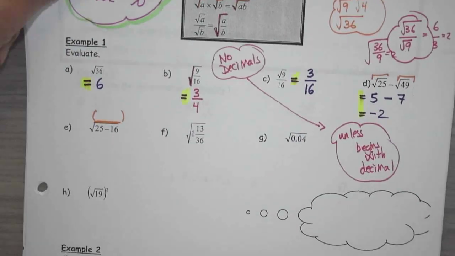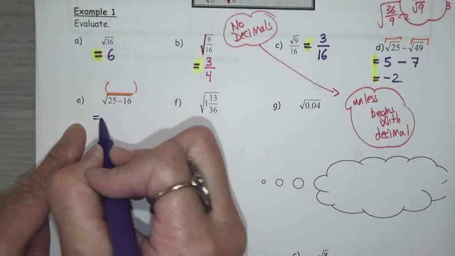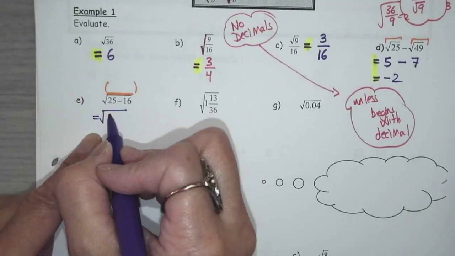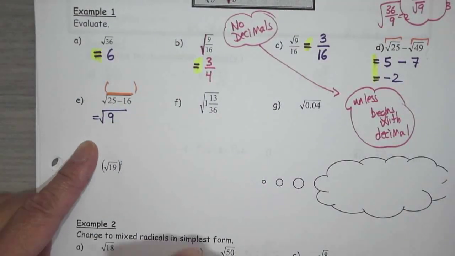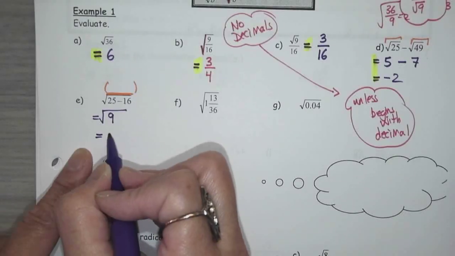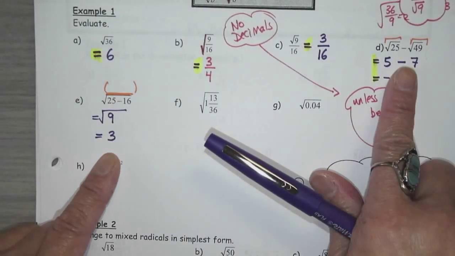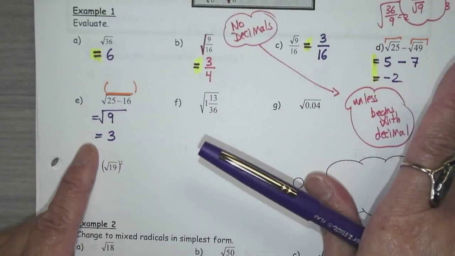So this one here, because it's all over, it works like a bracket. So I want you to finish the inside. 25 minus 16 is 9. Then square root of 9 is 3. Right? You see how the order of operation is different. So brackets first, and then do the next.